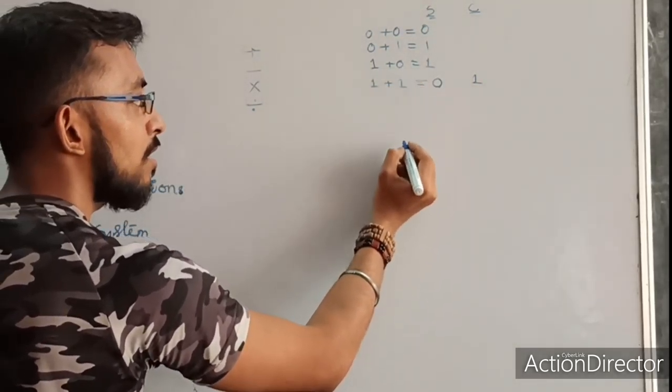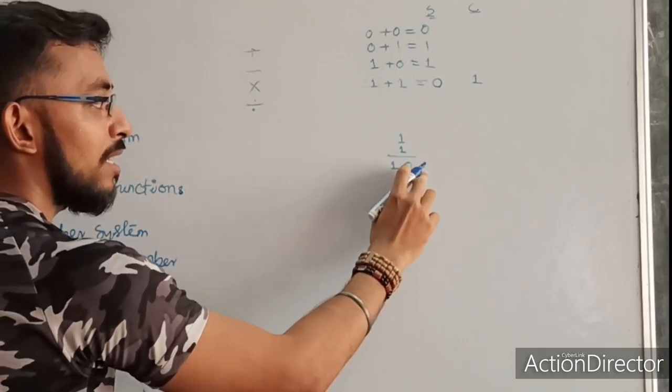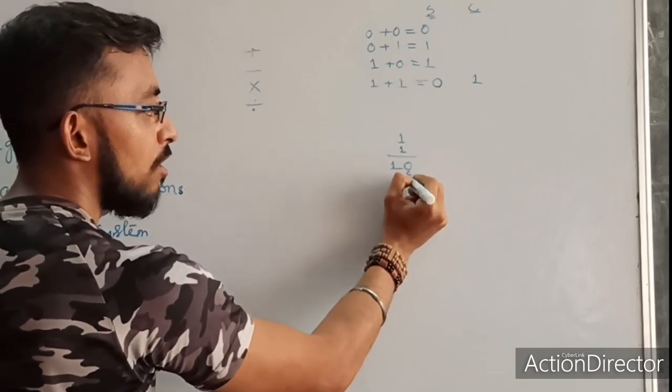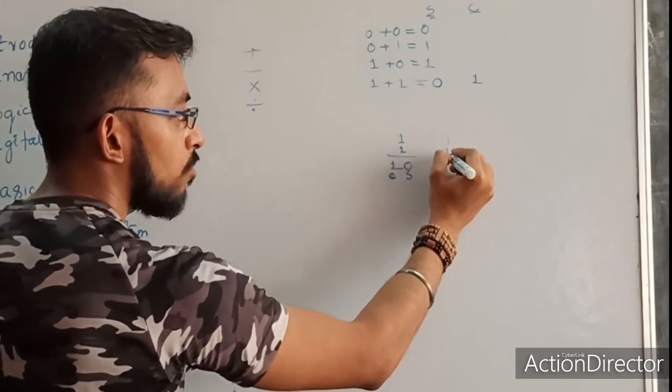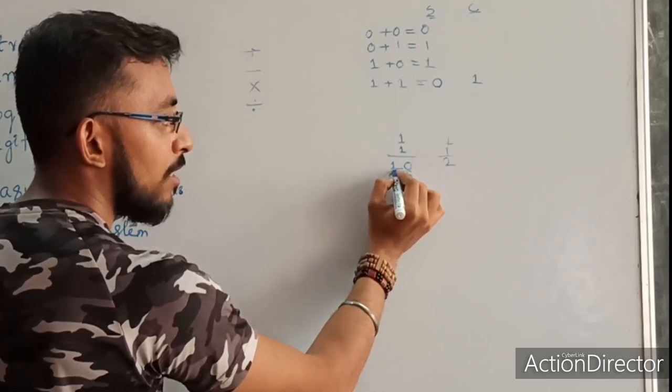1 plus 1 is nothing but 1 0. Don't read it as 10. 1 plus 1 is not 10. It is 1 0, where this is the sum part and this is the carry part. Because 1 plus 1 in decimal gives the value 2, and decimal 2 in binary is 1 0.